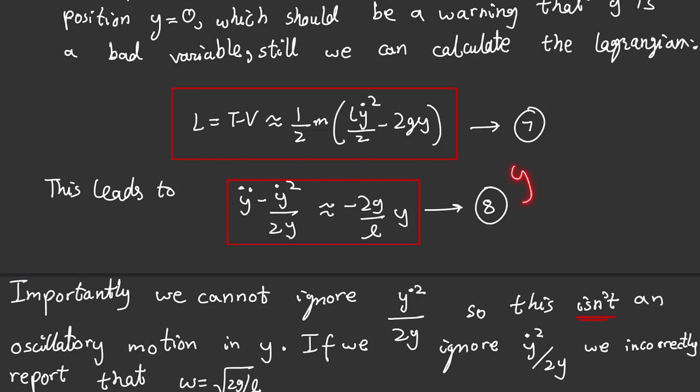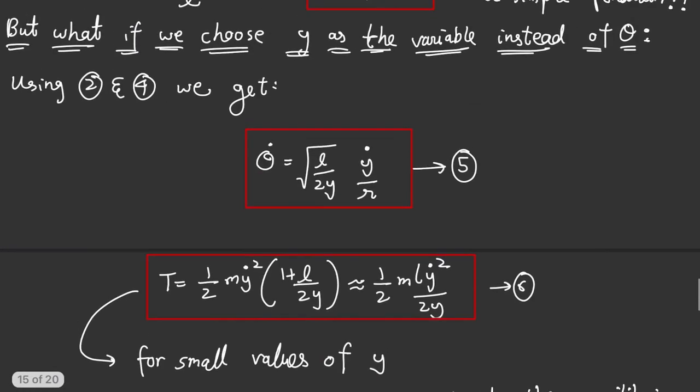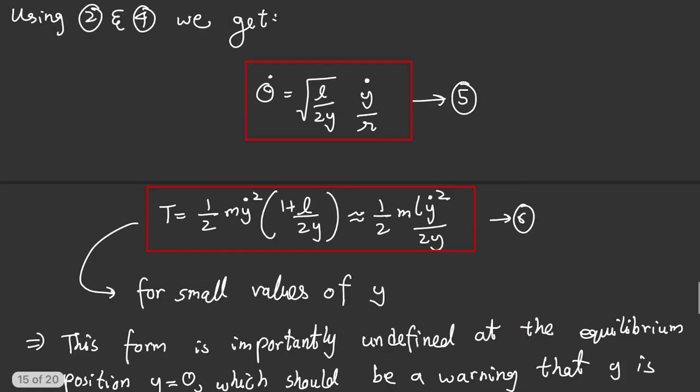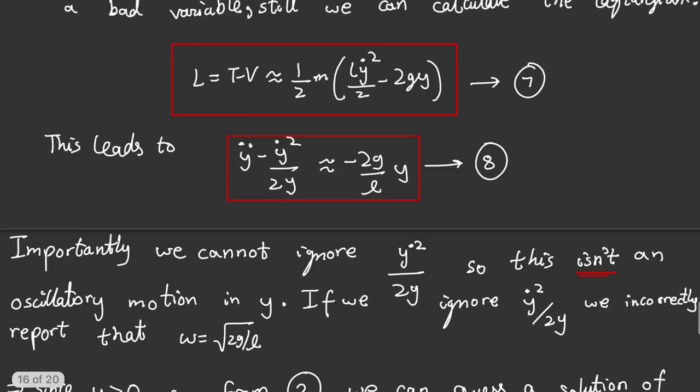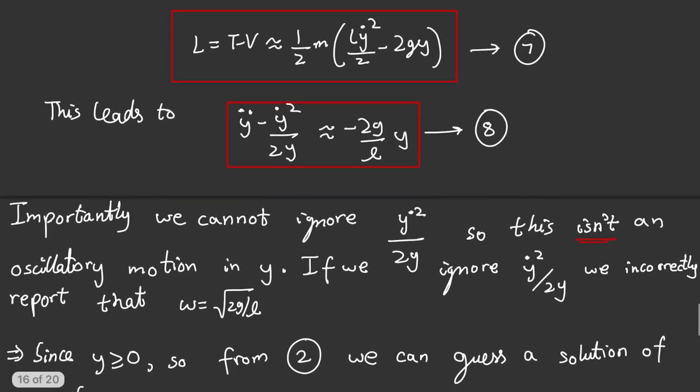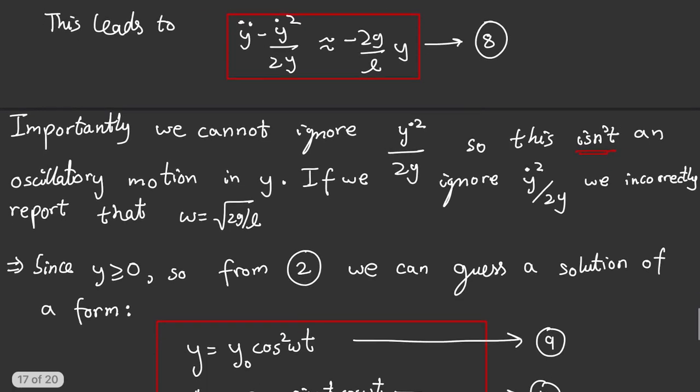And in case you actually neglected that, you would get y double dot is minus 2g by L y, which would give you omega as root 2g by L, which is in fact the wrong answer. So you have to be very careful while solving this. Now, solving this differential equation isn't trivial, because the earlier one was a standard SHM differential equation, but this is a much harder differential equation. So I'll be doing solution by substitution.